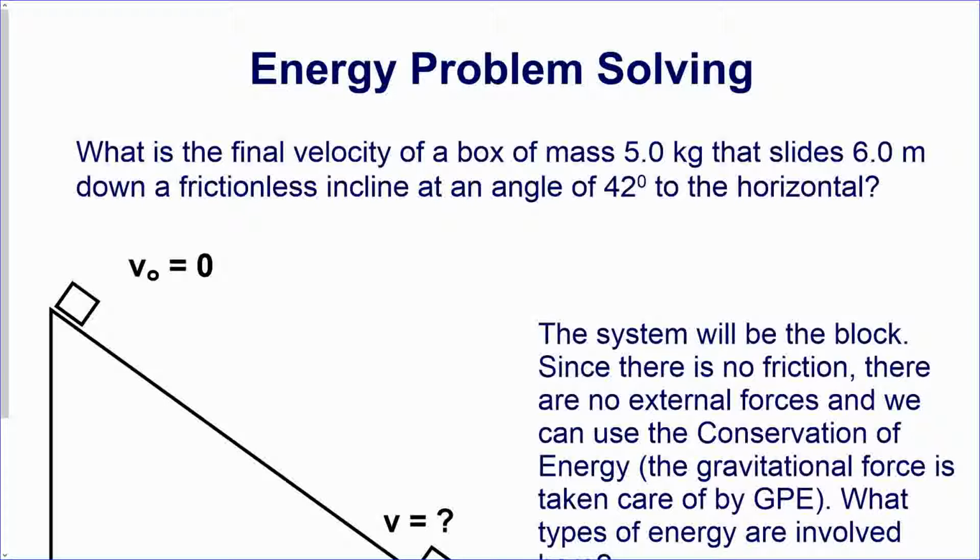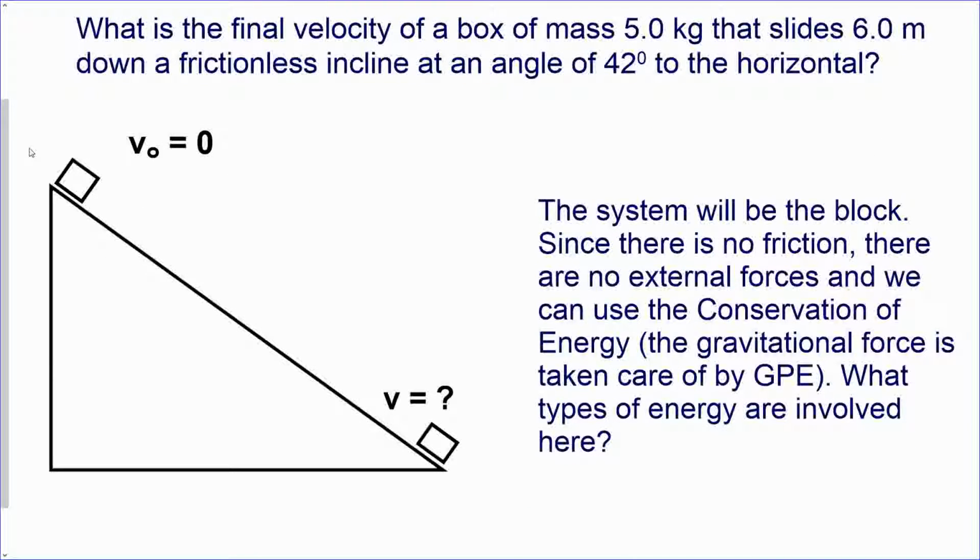What is the final velocity of a box of mass 5.0 kilograms that slides 6.0 meters down a frictionless incline at an angle of 42 degrees with the horizontal? The system will be the block. Since there's no friction, there are no external forces acting on the block, and we can use the conservation of energy. The gravitational force will take care of the gravitational potential energy.